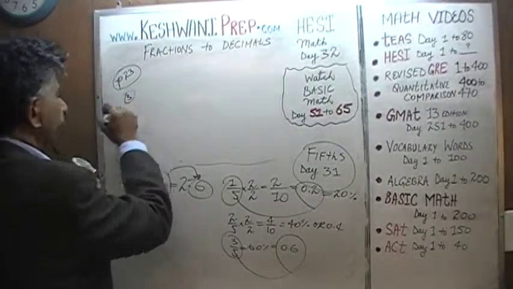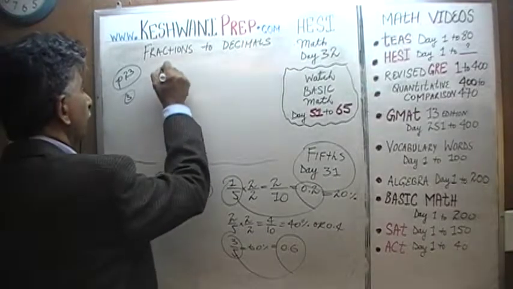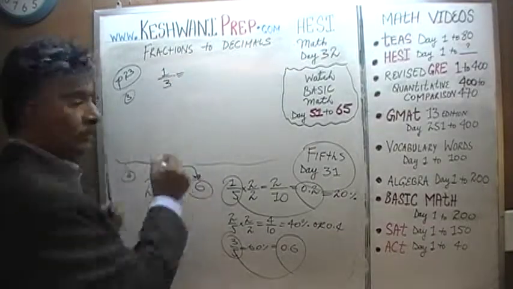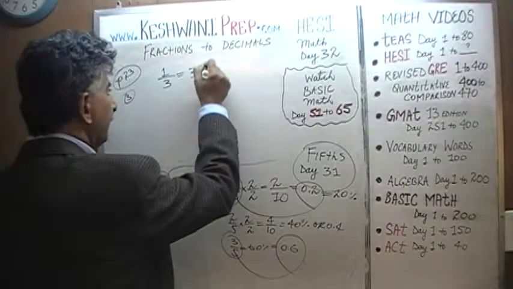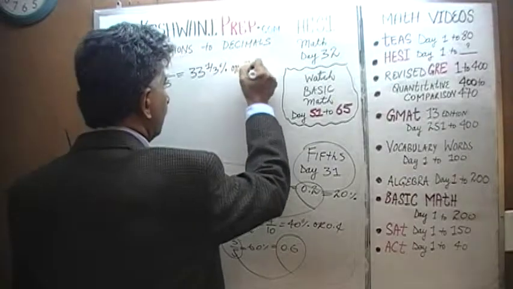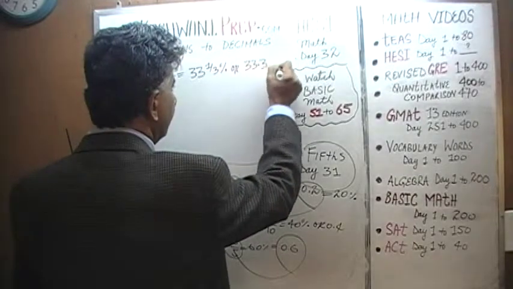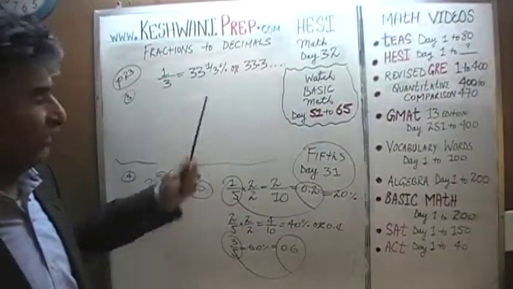Number 3 is asking us to convert 2/3 into decimal. We know 1/3 is 33 and 1/3%, or 33.33, repeating, it doesn't end. 33.3333 doesn't end. Or if you want a precise figure, it's 33 1/3%.